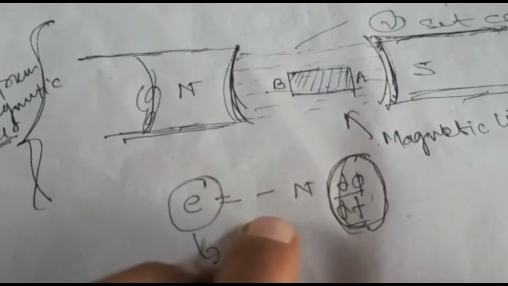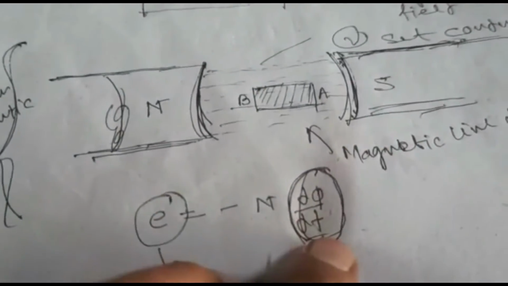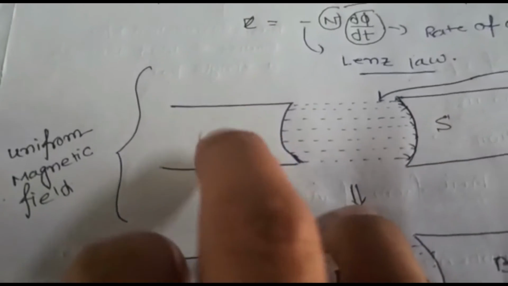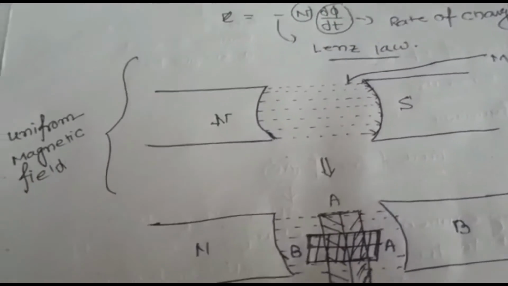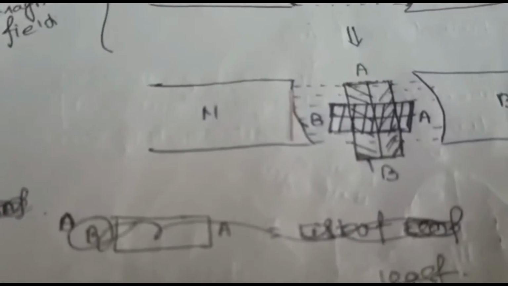The formula, that is Faraday's law, is E equal to minus n d phi by dt. Suppose this is our one magnet and it is another magnet, and these magnets produce opposite polarities. So here the dotted lines represent the lines of force.